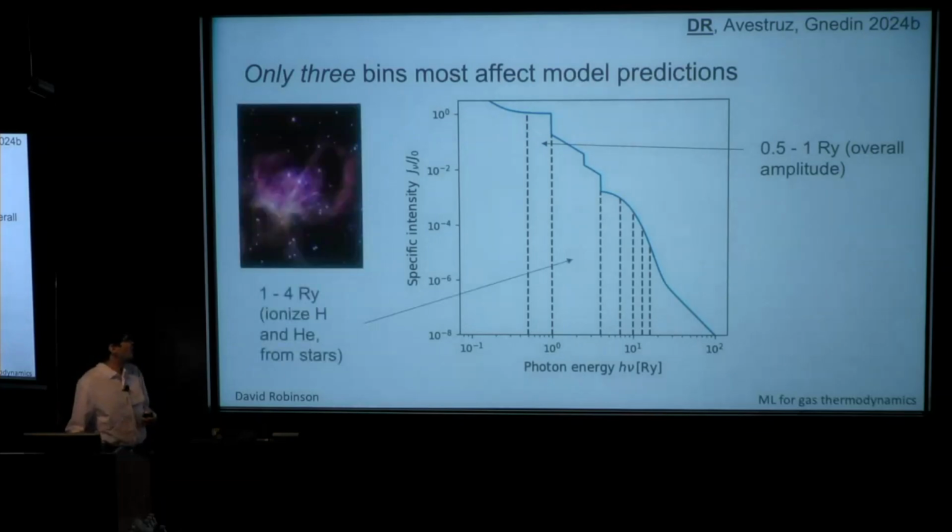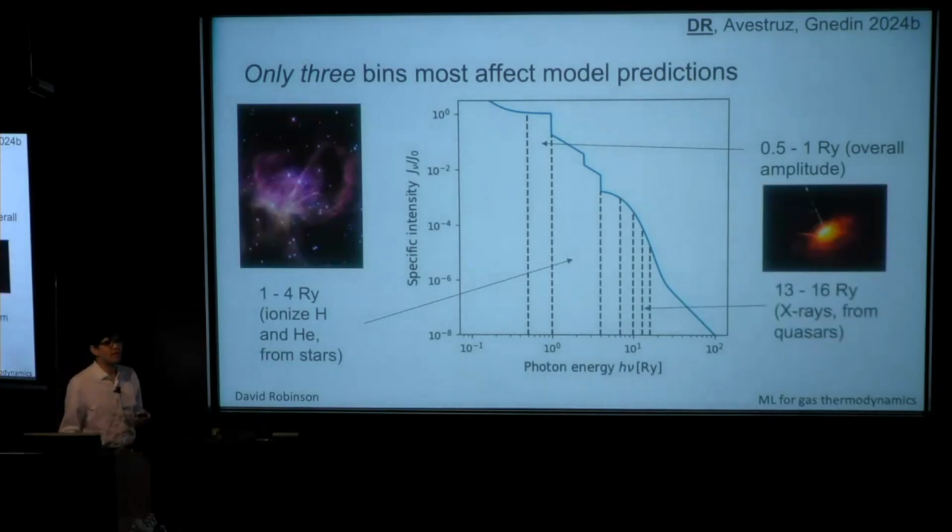Another important bin is the bin just above the hydrogen ionization threshold. This is where the radiation primarily responsible for ionizing hydrogen and neutral helium lives. So again, not surprising it would be important. And then the final bin that the models think is particularly important is our highest energy bin, which is completely dominated by the quasar contribution to the radiation field.